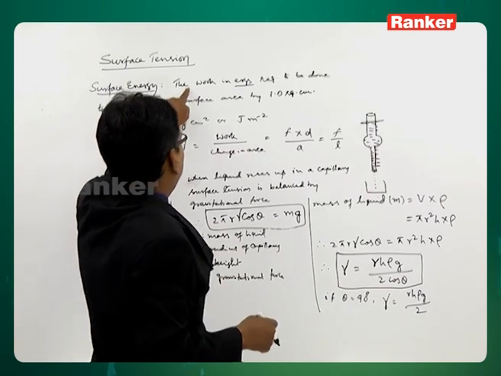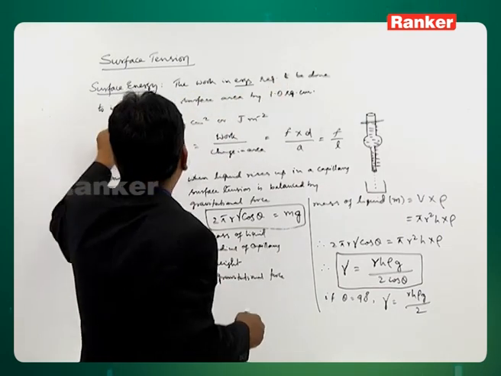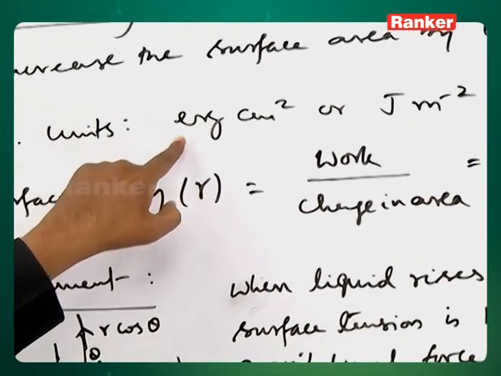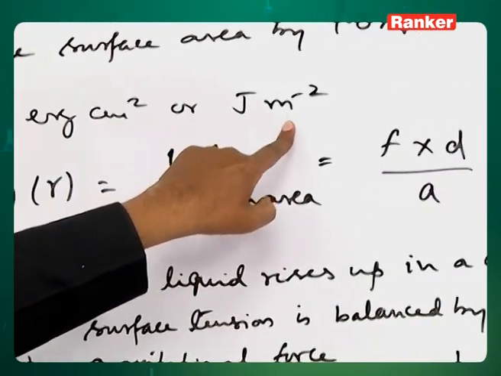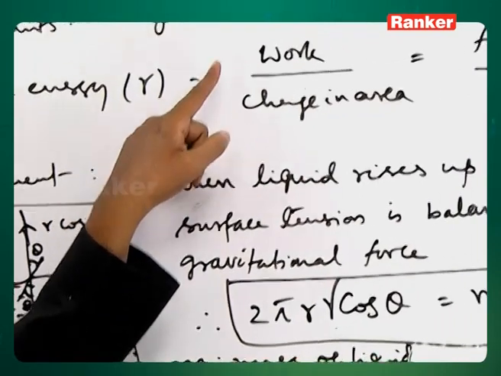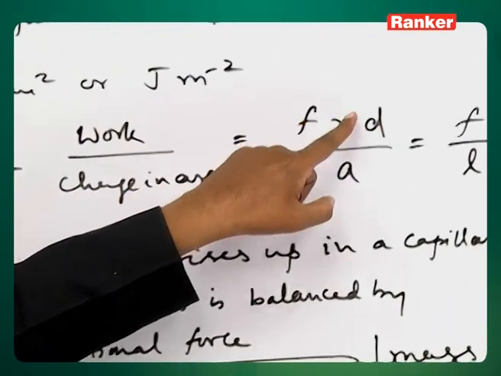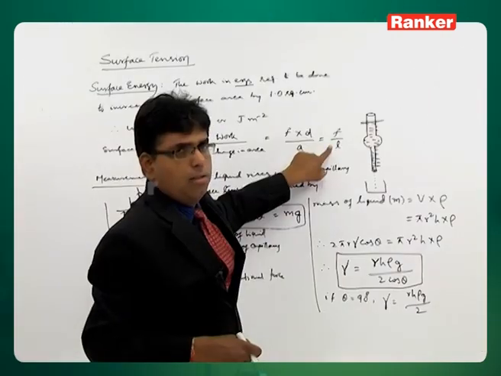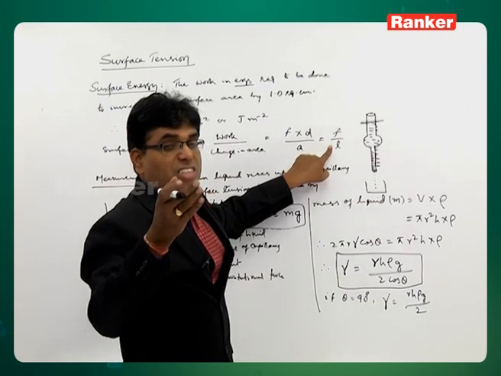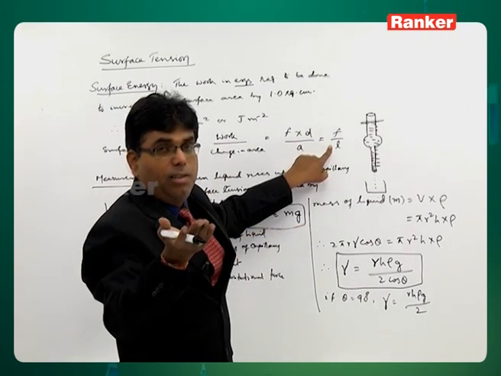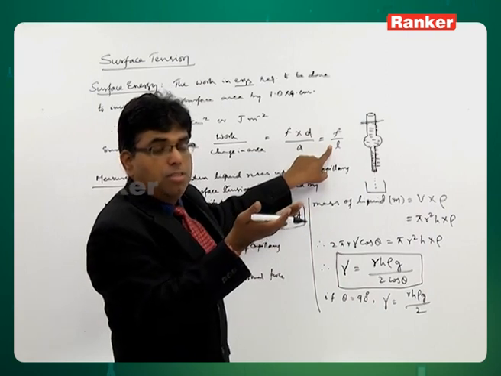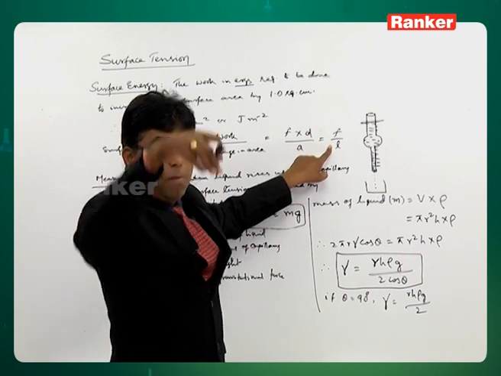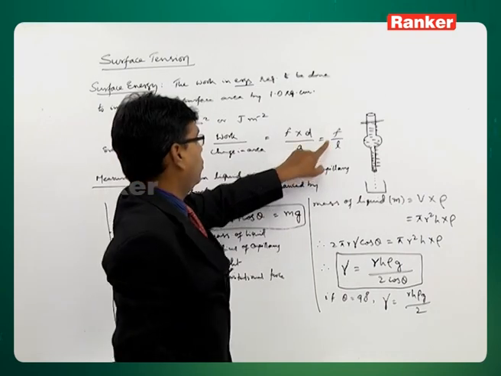So surface energy is defined as the work required to increase the surface area by 1 square centimeter. Obviously surface energy unit will be erg per square centimeter or joule per meter square. So the surface energy gamma is equal to work by change in area. Work is nothing but force into displacement by area, that obviously will be nothing but force per unit length. That is the reason we define surface tension as the force acting on unit length of a surface by which it is pulled inwards. So it is F by L.